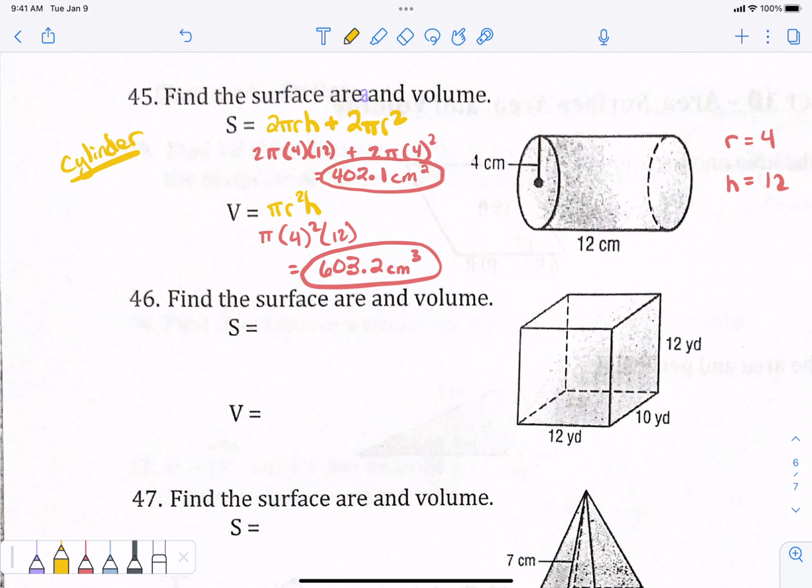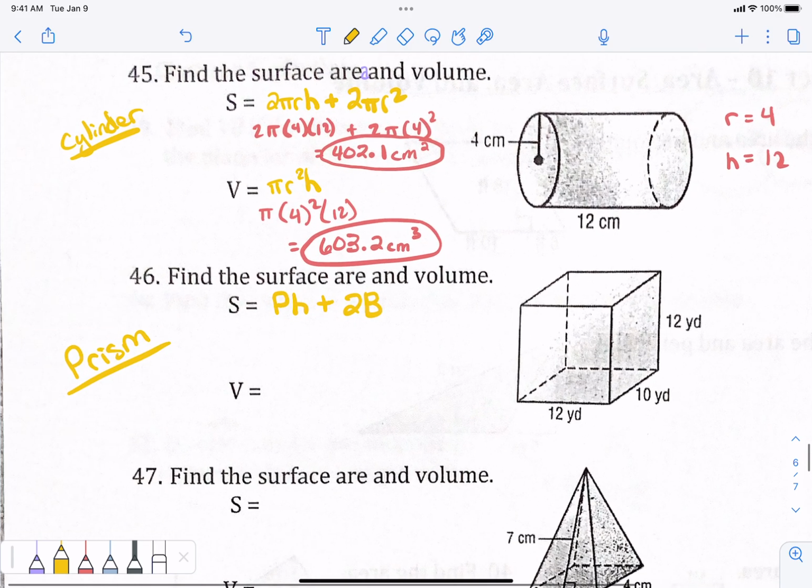What shape is that? It's a prism. The surface area for a prism is capital P times H plus 2 capital B. Did I do that right? Yep. And volume is capital B times H.